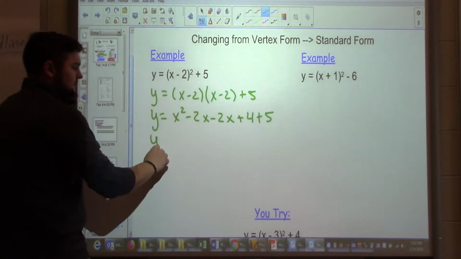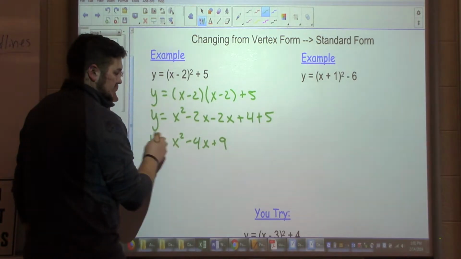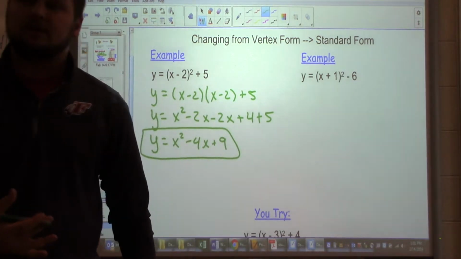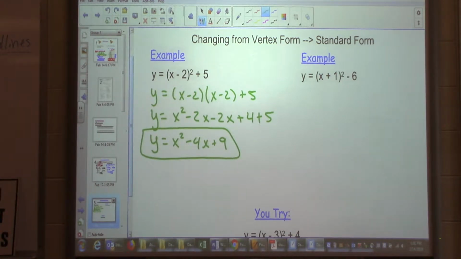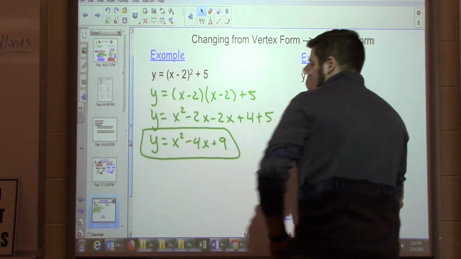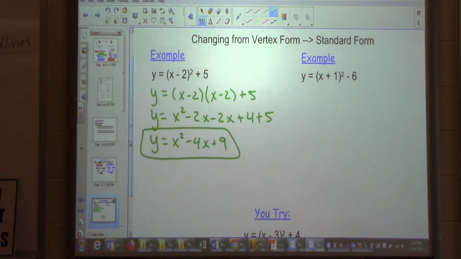We get y equals x squared minus 4x plus 9. Once you combine your like terms, it is then already in standard form. Wow, how nice was that? So, FOIL out what you got here that's squared. Combine your like terms, and you're in standard form. That's all it is. Right?